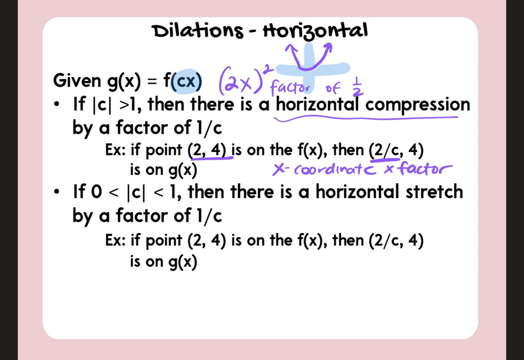And then the opposite occurs if it's in between 0 and 1. If it's in between 0 and 1, then there's a horizontal stretch by a factor of 1 over c. So this would be like a half x squared. Inside the parentheses is in between 0 and 1. So it causes a horizontal stretch by a factor of 1 over c, or the reciprocal of the value that's there, which means that it's a factor of 2. Good. And if you think about it, what happens if I double the x value? It's pulling the sides away, which is also the same thing as a horizontal stretch.